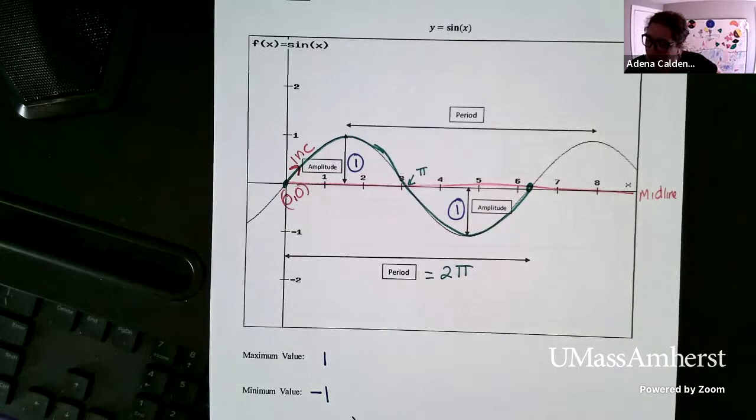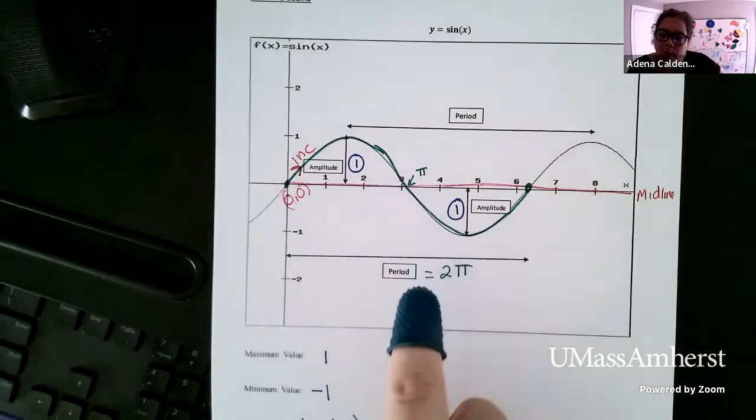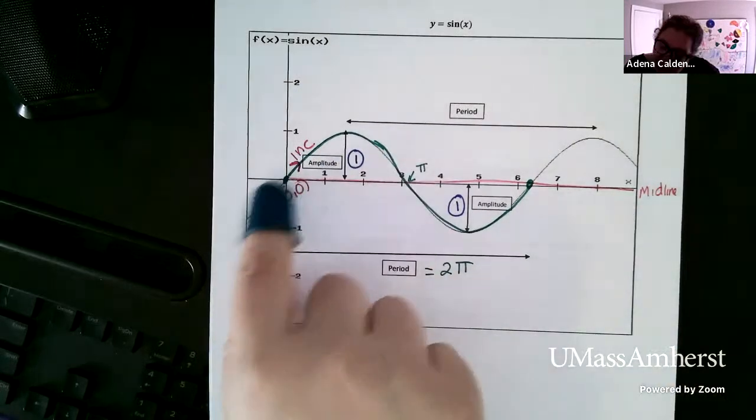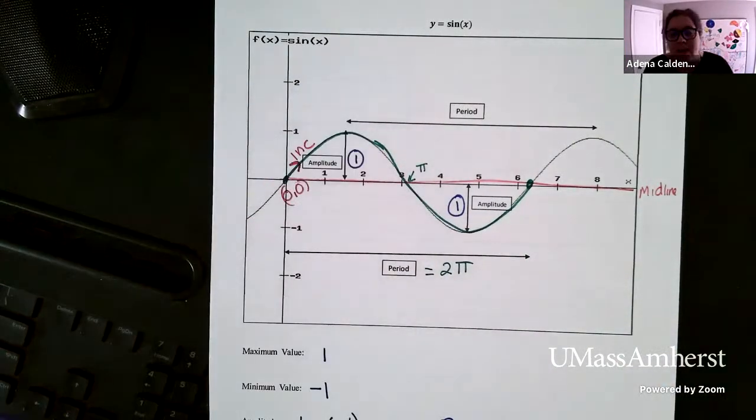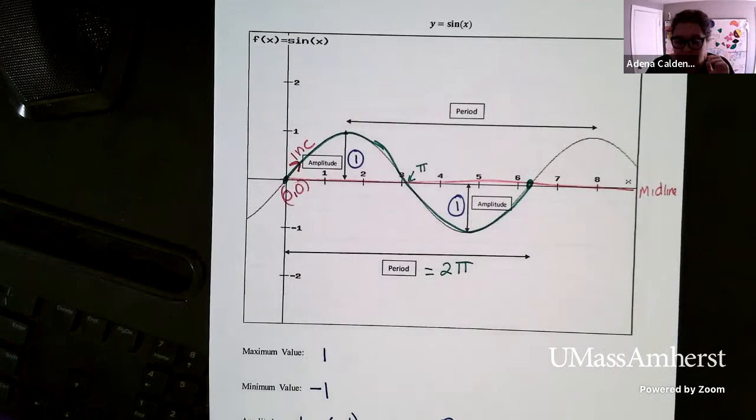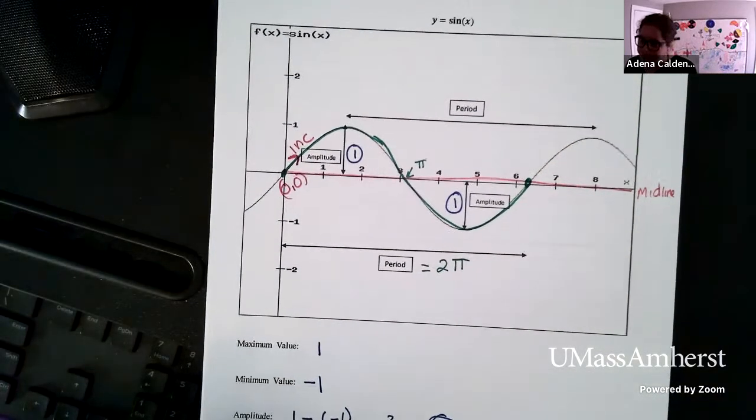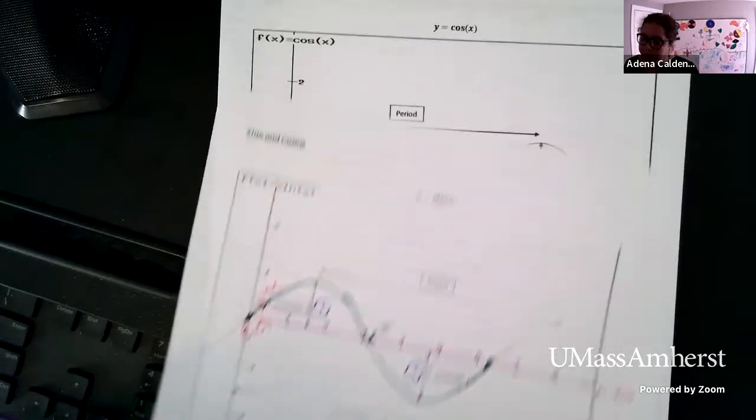If it's decreasing, that means we have negative sine because it got rotated. Okay, so we know the amplitude is 1, we know the period is 2 pi, sine starts at the midline at 0, and it starts off increasing. So these are all the properties that we want to try to sort of keep in mind when we're going through some of the problems. Now let's look at cosine.